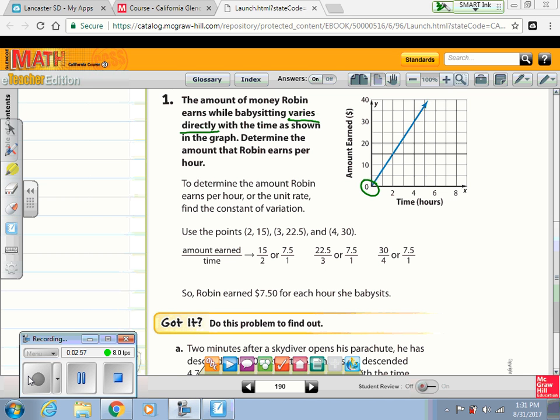So as we can see here, if we go up, we find that it comes to a meeting point right here. And we have 15, because this point right here is 15 over 2. So if we look at that slope, which is the amount earned over the time, we get 15 over 2, or 7.5 over 1. So she earns $7.50 an hour for every hour she babysits.